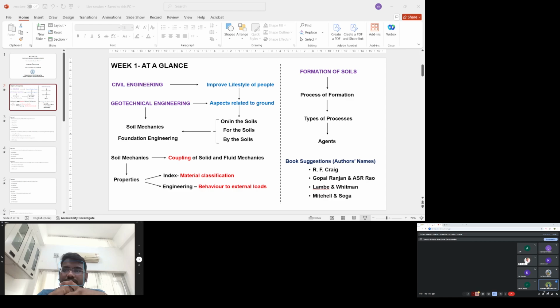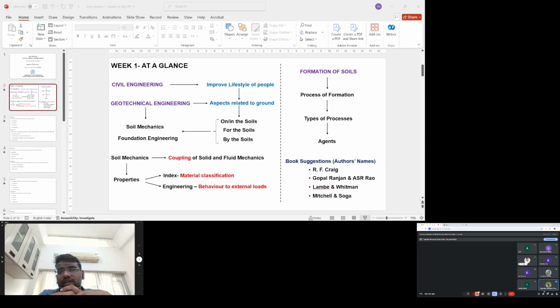So various aspects of geotechnical engineering we deal with. For example, if we design a building, that is based on the properties of the soil, as the buildings are on the soil. And for the soils essentially means some of the ground improvement techniques, which you will be studying further, not in this course. In order to improve the properties of the soil, we have some techniques. That is for the soils.